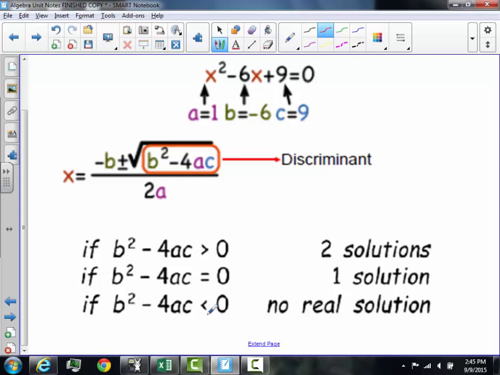By the way, I should point out, no real solution does not mean the answer is 0. It just means there is no answer. Because x equals 0 is actually a possibility. Sometimes x is actually 0. Does that make sense?